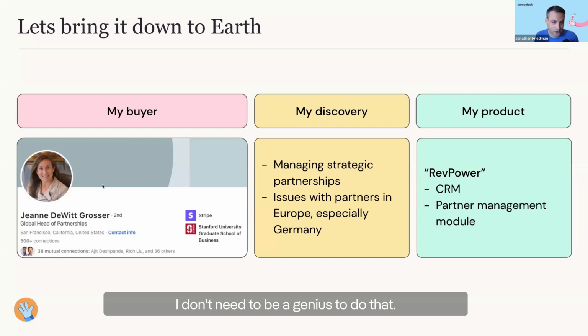I don't need to be a genius to do that. I could see it at one glance, so I already know quite a bit about her. Obviously, you can get even deeper than that. And then, with my discovery, let's say I ask her one or two questions, and I also discover she has issues with partners, especially in Germany in this case. So this is what I know as the buyer.